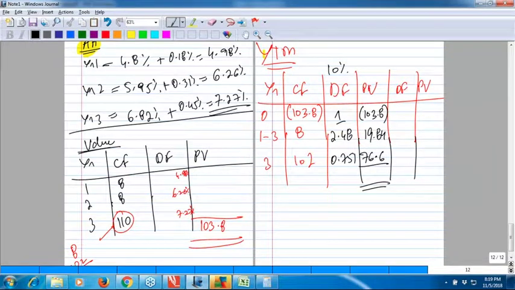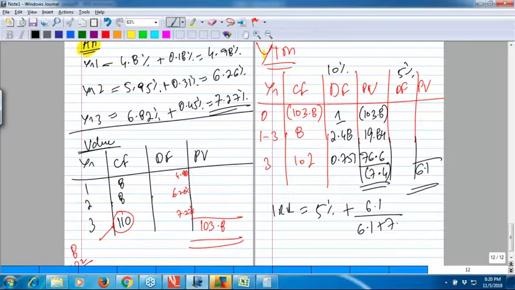Amartya, that is okay if you've used 8% and 5%. I've just used 10%, and my answer is basically negative 7.4. So if you have used 5%, what is the answer at 5%? Okay, it's 6.1 positive. So you can calculate the IRR like this: 5% plus 6.1 divided by 6.1 plus 7.4, multiplied by 10% minus 5%.